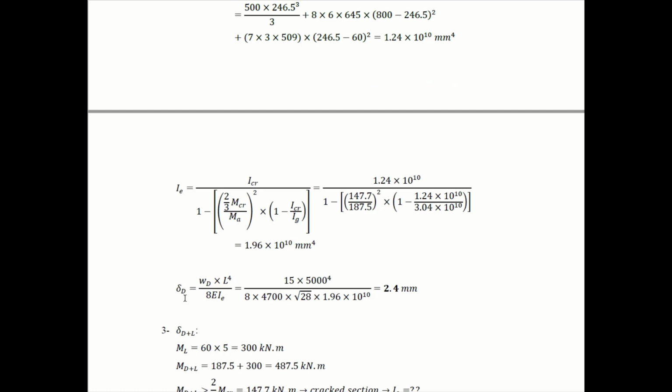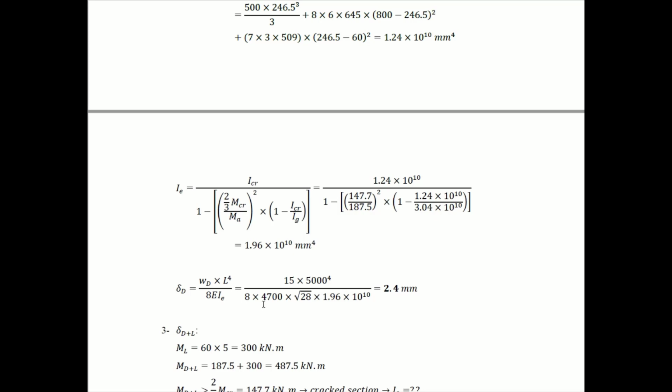Now we can determine delta dead. There is an equation for a cantilever beam subjected to distributed load. The deflection at the tip is equal to, in this case, W dead, the distributed load, times L to the power 4, which is the span to the power 4, divided by 8 EI.